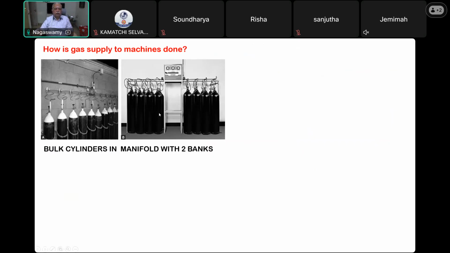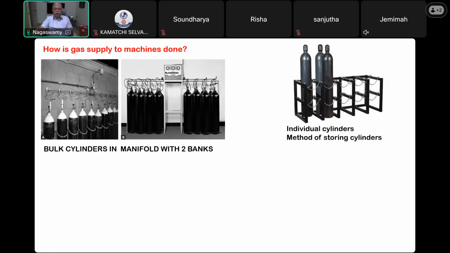So this is the manifold room, or manifold of bulk cylinders, which is used mainly for hospitals with limited beds. But in a major hospital like your Mayot or SIMS or other hospitals, these cylinders may not be sufficient. So you have to go for bulk tanks, liquid oxygen tank and other bulk methods of supply.